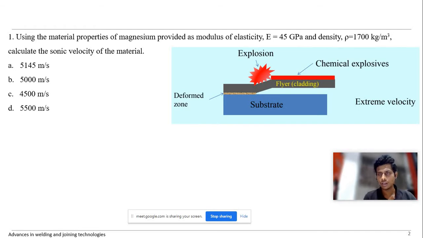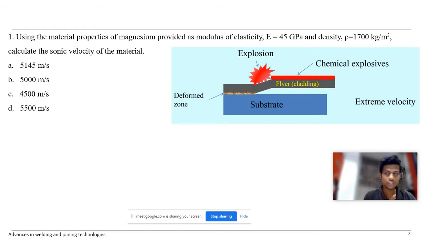This problem comes under explosive welding, right? Because of the explosion, the flyer will collide with the substrate. During that collision, the jetting action will take place. Jetting means oxide removal will happen, and the two clean metal surfaces will get joined because of the heat generated due to the collision, and the flyer will be moving at the sonic velocity. So here the question is to calculate the sonic velocity of the material.